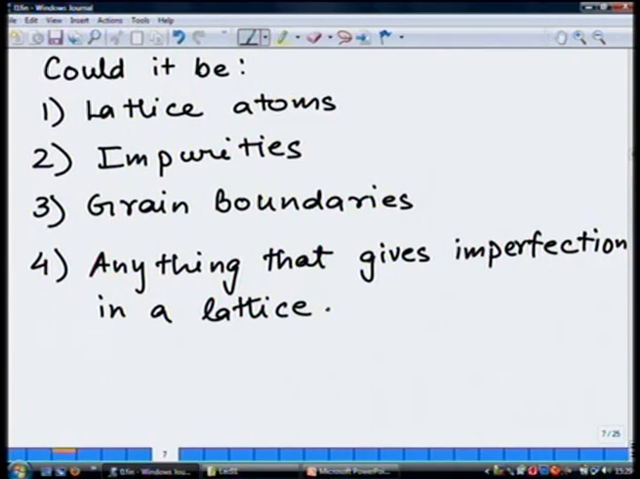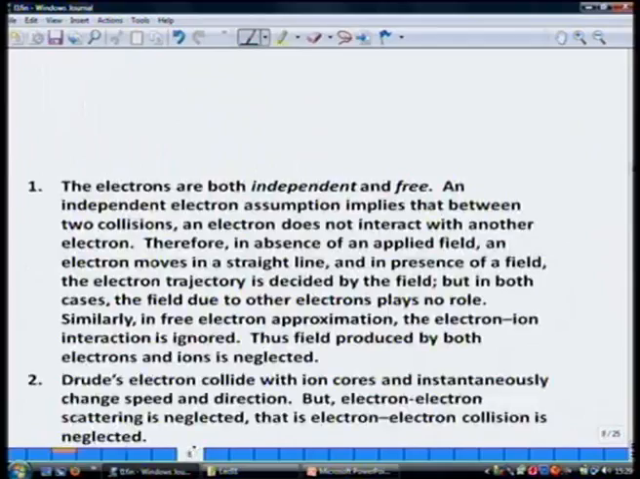So essentially I am hinting towards where we are heading. What I need is damping, and that damping must come from somewhere. An electron going around could collide with atoms, impurities, grain boundaries, anything which can break the periodicity of the lattice and therefore cause scattering. So understanding gamma means understanding these processes. With this, let us move on to the classical view of conduction.